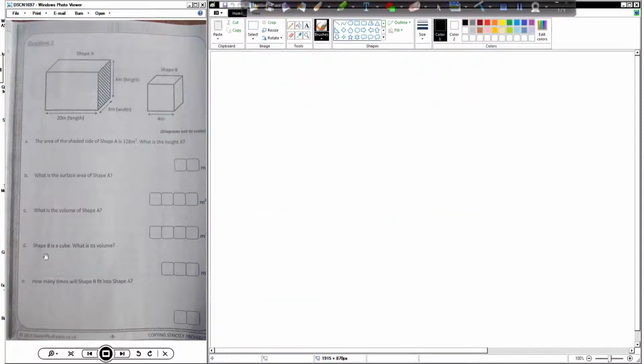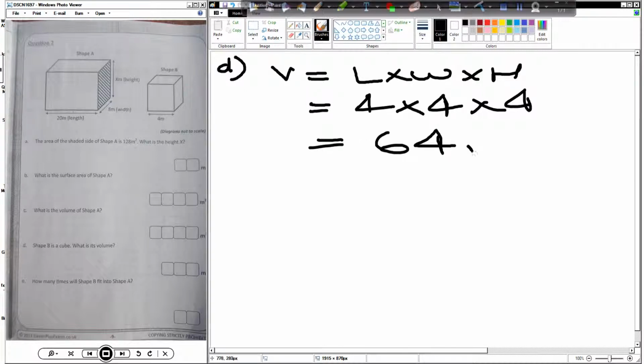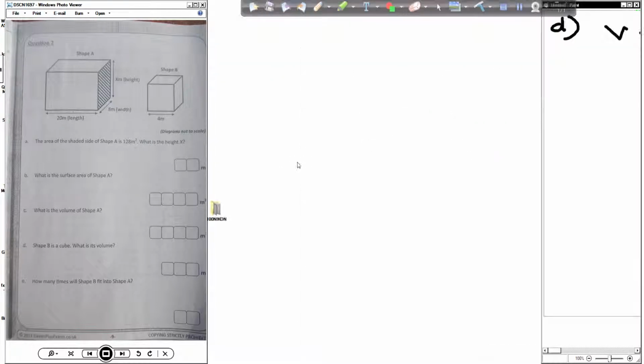Right, next. Shape B is a cube. What is its volume? Now, the clue is in the question itself. It says it is a cube. A cube has the length and the width and the height exactly the same. So, the volume is going to be equal to length times by width times by height. So, it will be 4 times by 4 times by 4. So, that will give you a volume of 64 meters.